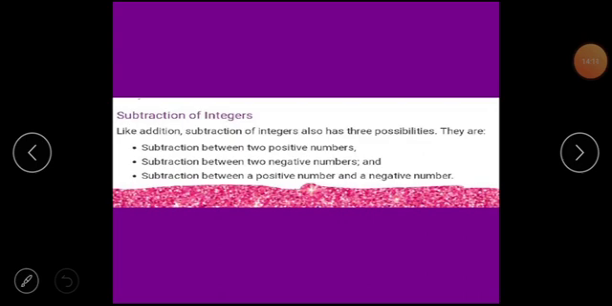like addition, subtraction of integers also has three possibilities. First one is subtraction between two positive numbers. We can subtract two positive numbers. Second is subtraction between two negative numbers. It means that we can subtract two negative numbers.